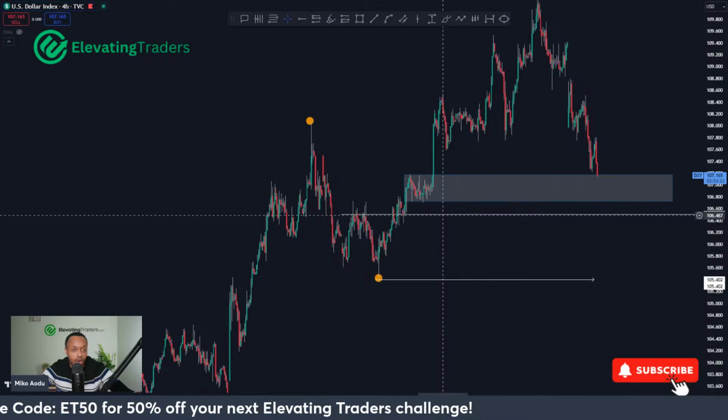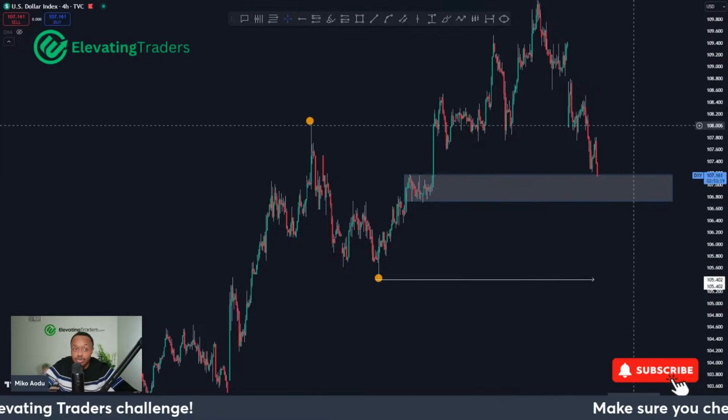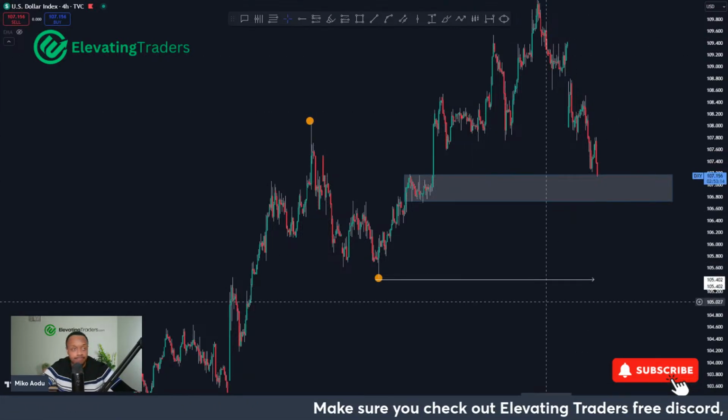So that's really what I'm waiting for on the DXY. But at the moment, I'm still anticipating a bounce. So yeah, still looking for some upside.